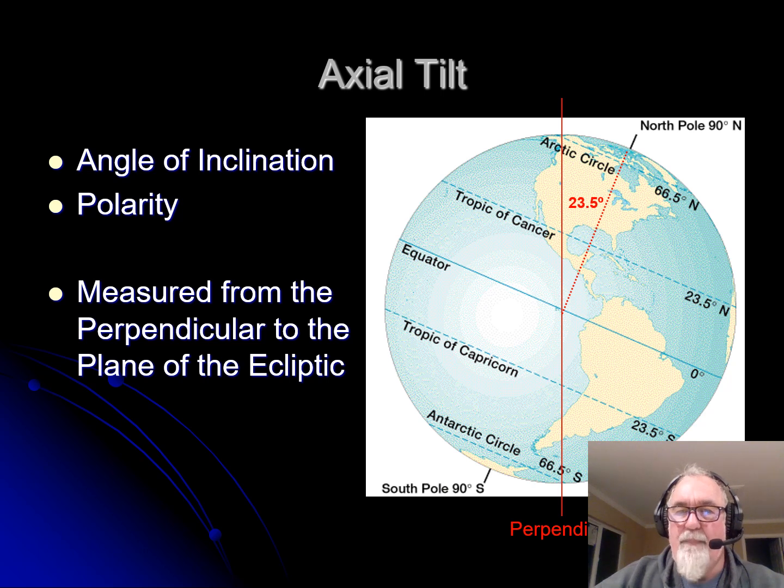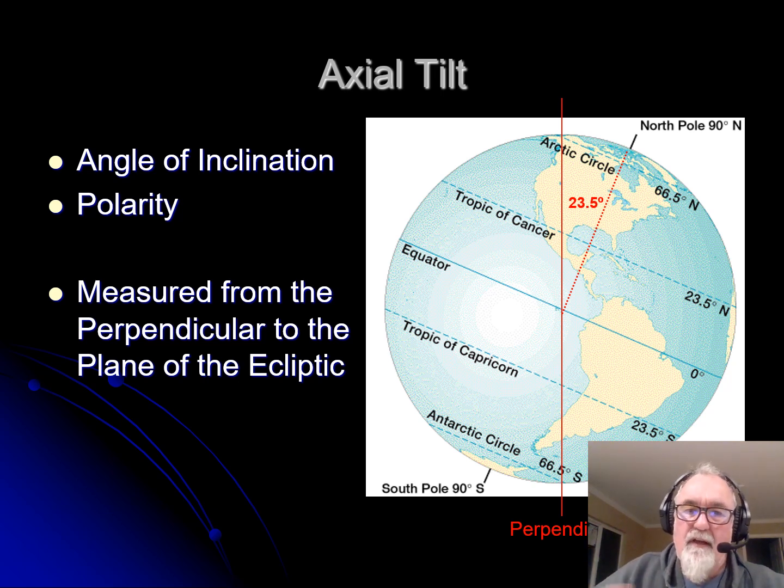Our Earth happens to be tilted at an angle of 23.5 degrees. So our North Pole is not straight up and our South Pole straight down. They're actually tilted 23.5 degrees from the perpendicular to the plane of the ecliptic, or abbreviated, we are tilted 23.5 degrees from the perpendicular. And that means the North Pole is tilted by that same amount. So the North Pole is tilted 23.5 degrees from the perpendicular, and the North Pole is always going to point in the same portion of space.